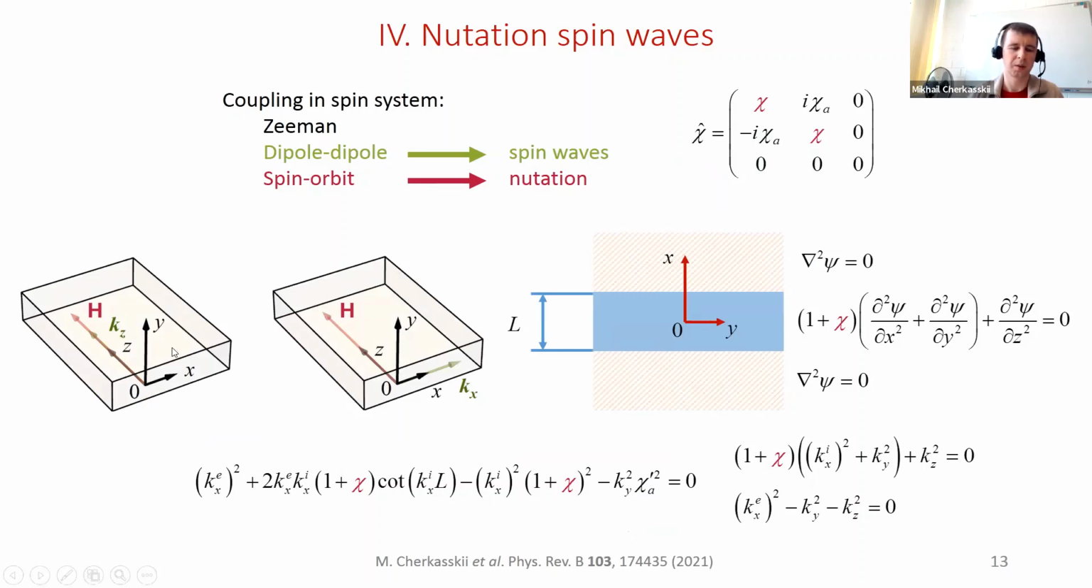So we investigated two cases: when waves propagate along the direction of the effective magnetic field, and when waves propagate in the perpendicular direction. Here we included dipole-dipole interaction and spin-orbit interaction, and this investigation was done in the framework of the magnetostatic potential, in which we introduced the inertial effect by a susceptibility tensor. So we derived the dispersion relations for these two cases.